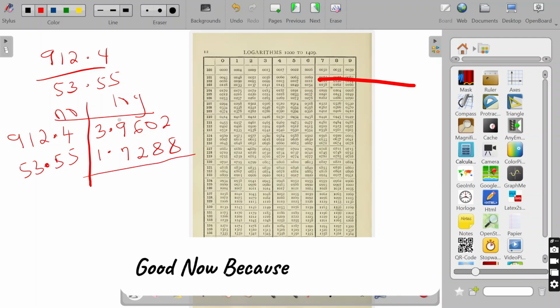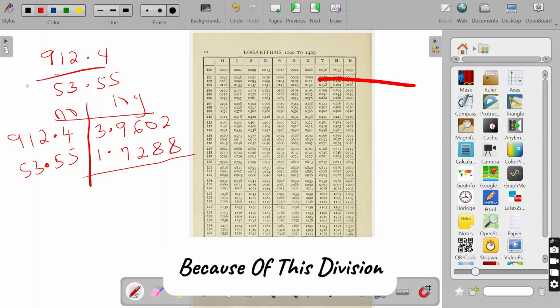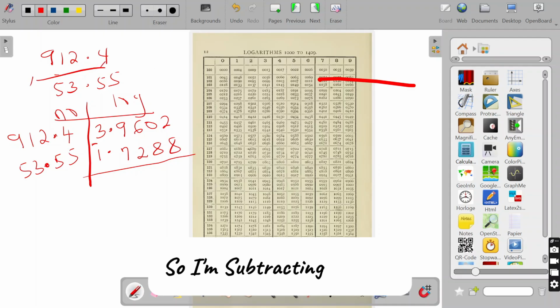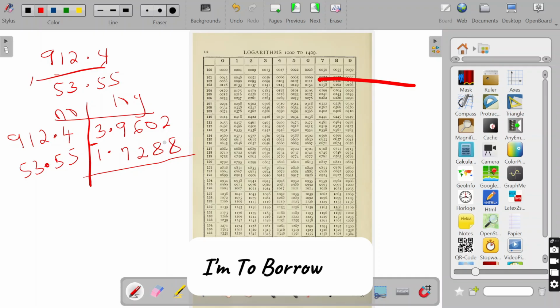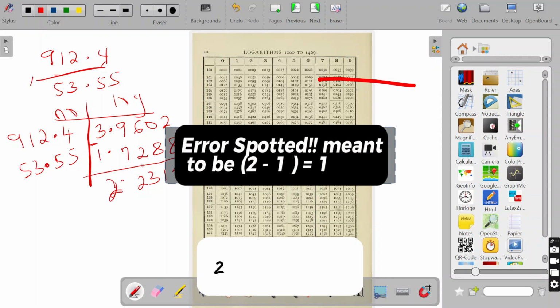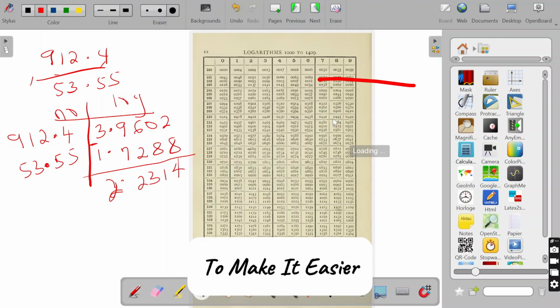Good. Now, because of this division, I have to subtract. So 2 minus 8, I'm to borrow 1. So that will be 12 minus 8, which is 4. 9 minus 8, 1. 5 minus 2, that's 3. Then 9 minus 7, 2. And 3 minus 1, that's 2. Or better still, we can bring in a calculator to make it easier.